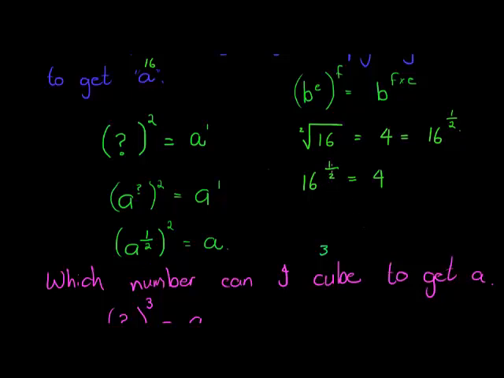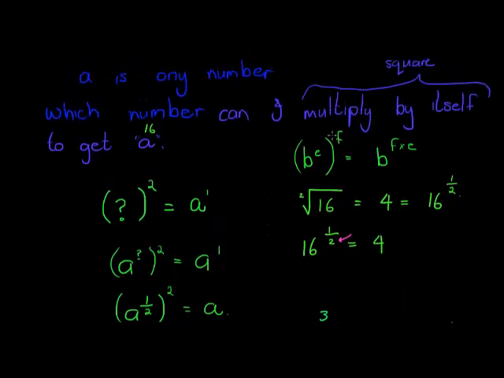This means the fractional exponent works like this: I look at the denominator, in this case the denominator is 2, and the denominator tells me how many times I want to multiply some number by itself to get the base.